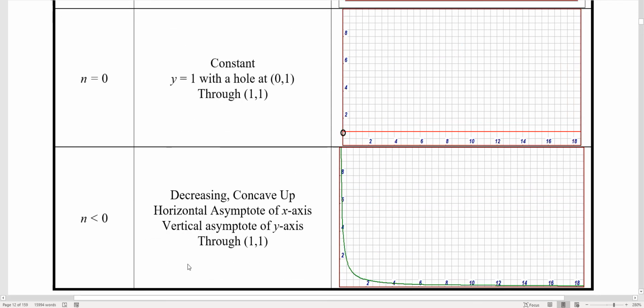And then if n is negative, n is less than 0, in the first quadrant, we've got a decreasing, concave up graph with asymptotes of the x and y axes. And it still goes through the point (1, 1) right there.